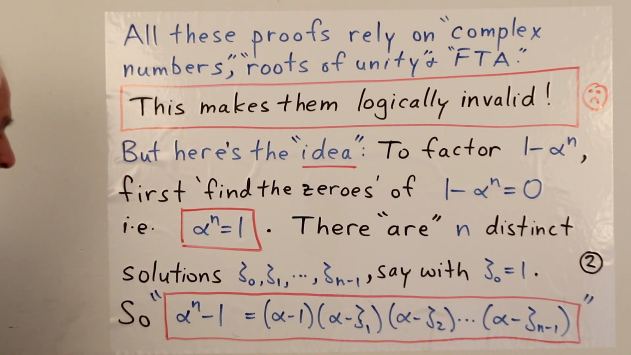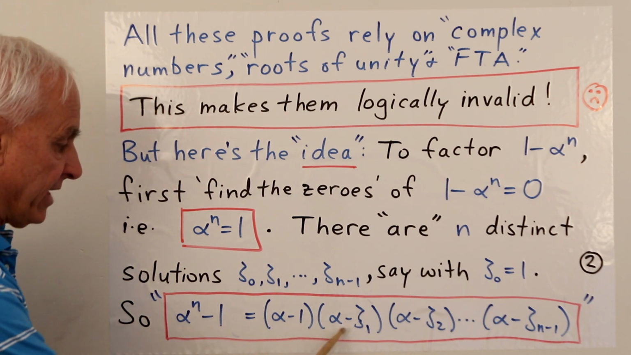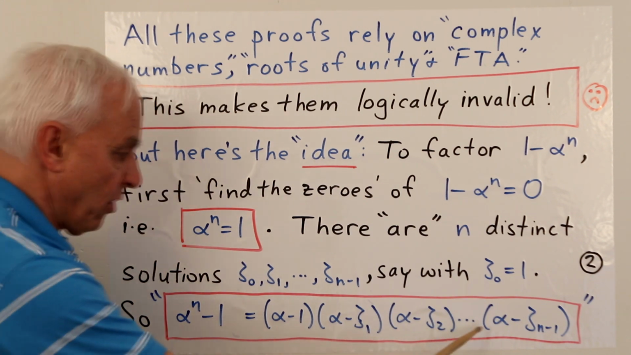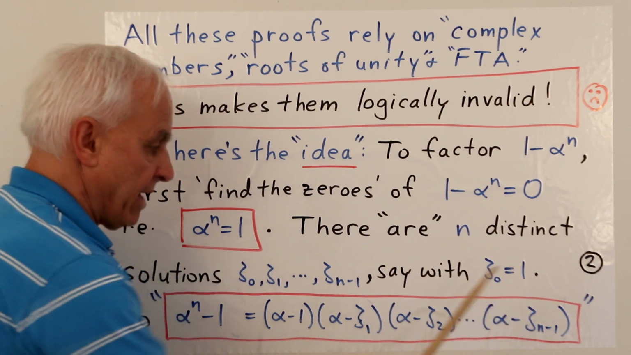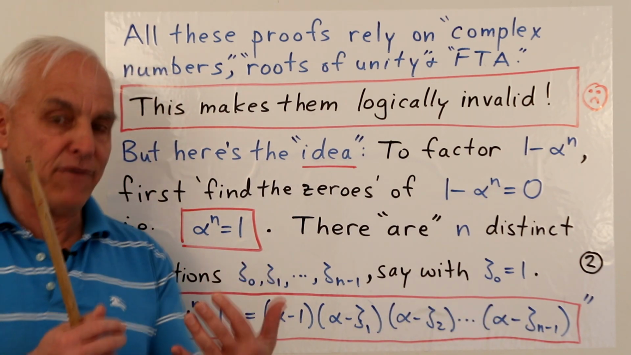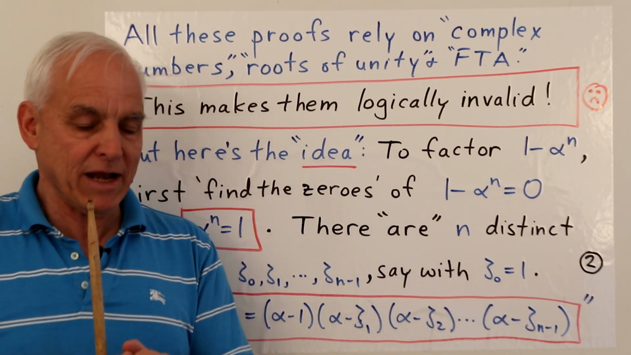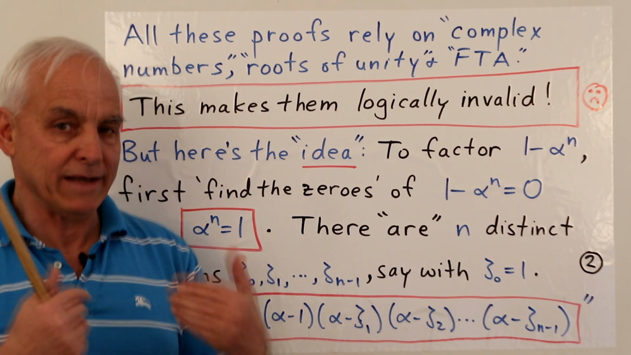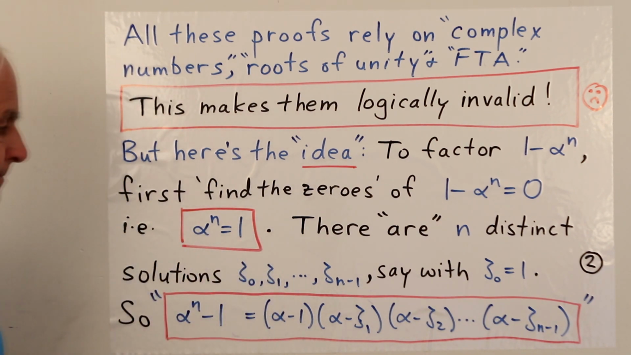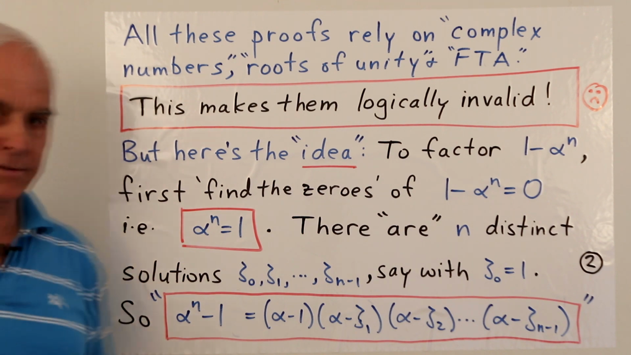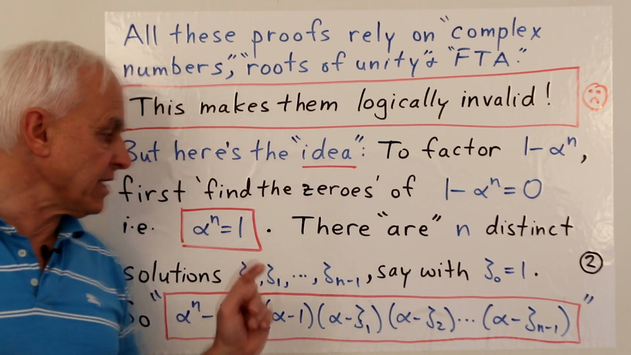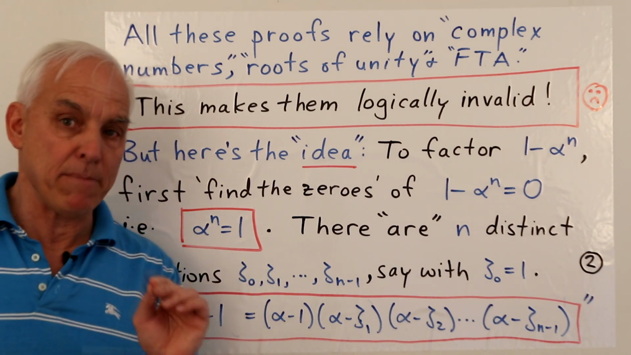And then in terms of those, we could then perhaps hope to factor alpha to the n minus 1 as alpha minus 1, alpha minus zeta 1, alpha minus zeta 2, all the way up to alpha minus zeta n minus 1. In other words, if we have the zeros of this polynumber, then we can factor it into linear factors accordingly. So that's a starting point. But already that is highly problematic from my point of view.